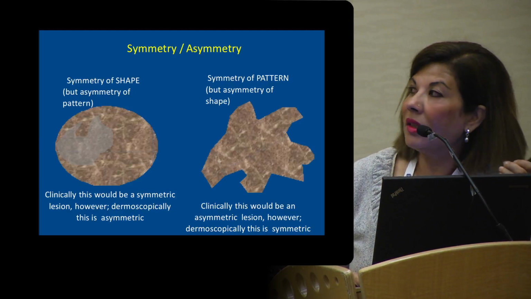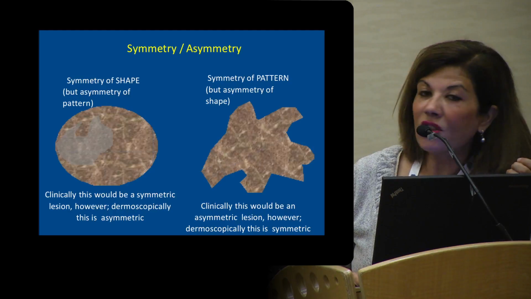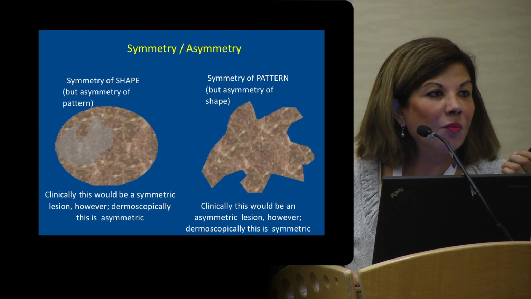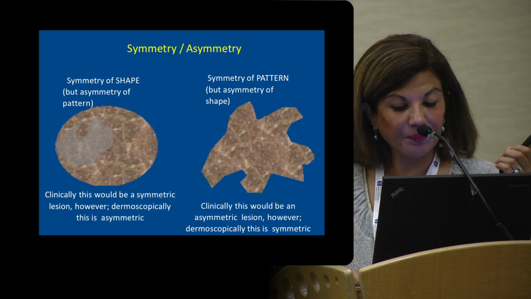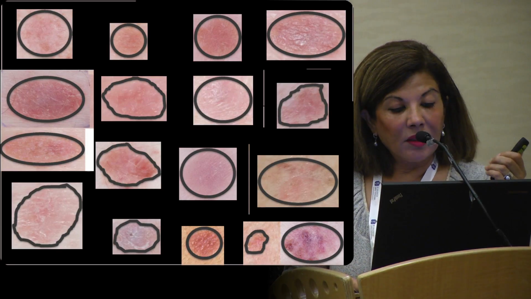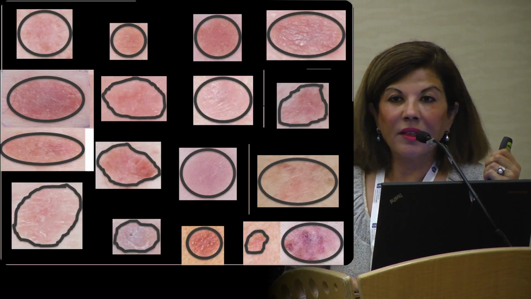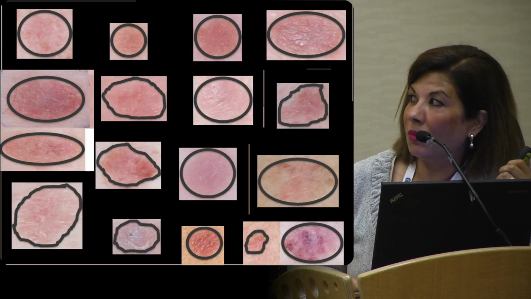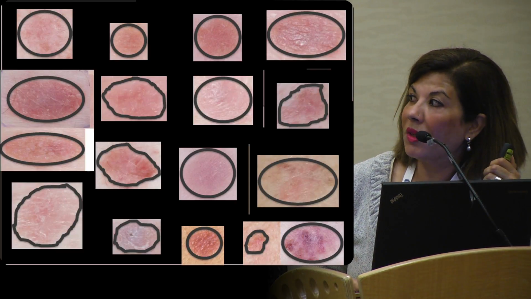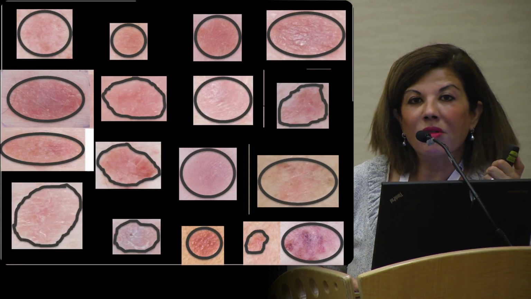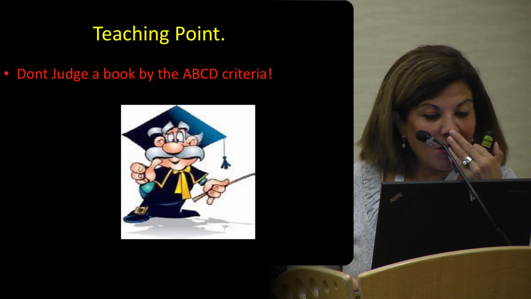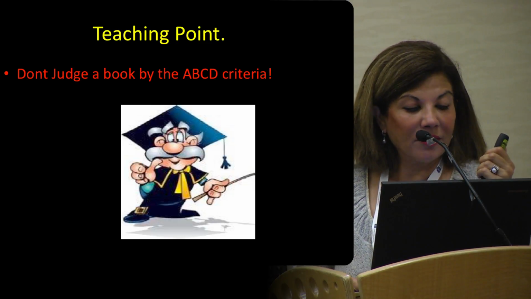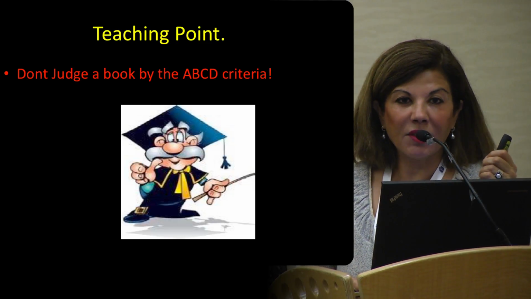On the other hand, the lesion on the right has an asymmetrical shape but complete symmetry of pattern, and therefore dermoscopically, this would be a symmetric lesion. Another example is this slide. This slide has 17 melanomas, but out of the 17 melanomas, 11 of them have a completely symmetrical shape. Scary, isn't it? So the teaching point is do not judge a book always by the ABCD criteria.